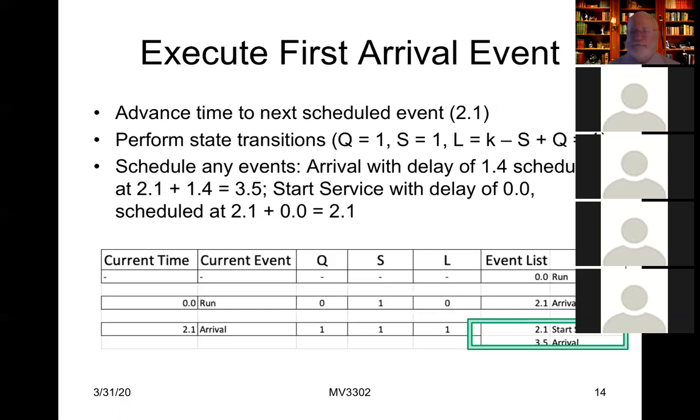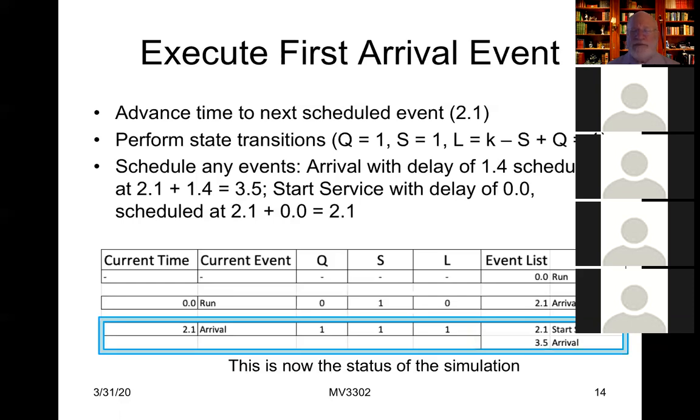So now the status of the simulation is the current time is 2.1. We've just executed the arrival event. The state variables are ones all the way across, and there are 2 events on the event list: 2.1, a start service, and 3.5, an arrival event. Everything that happened before is now forgotten, at least as far as the simulation is concerned. This is where it is.